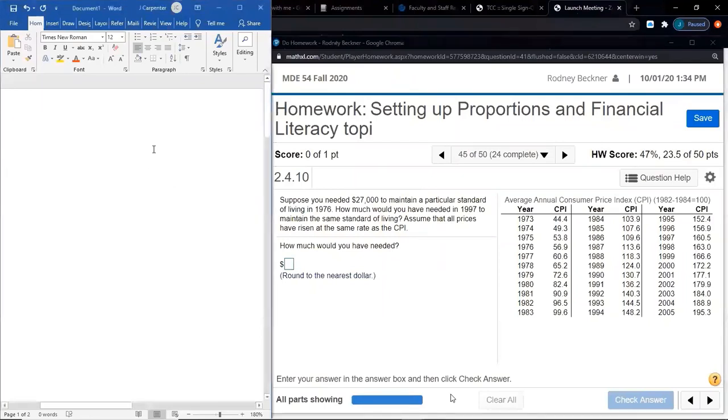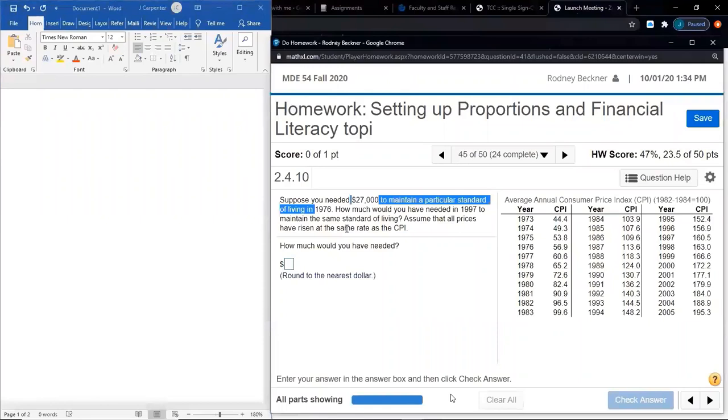All right, so point of the problem. We needed $27,000 to maintain a particular lifestyle in 1976. How much would you have needed in 1997? So this is 21 years going by. Something more relative to us would be comparing 1999 to 2020. We would not have a way of comparing 2020 to anything in the future because we don't know exactly how inflation is going to happen.